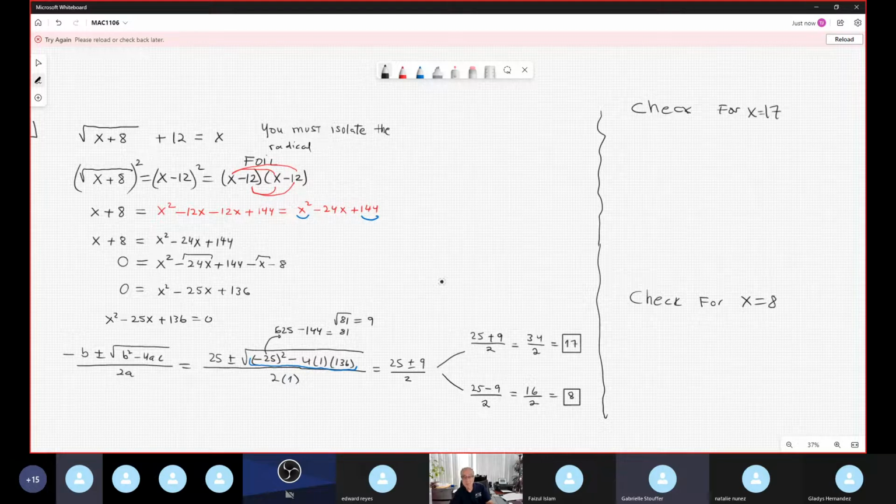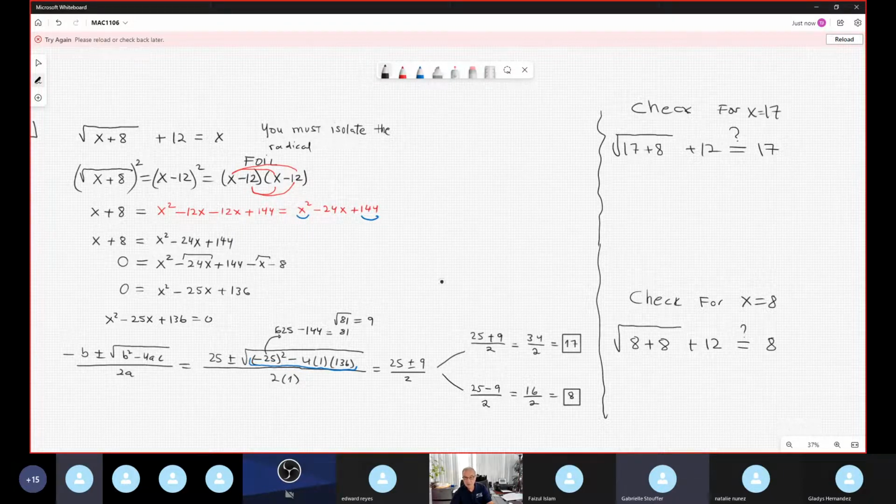And let's see what happened. I copied the original. Replace x with 17. 17 plus 8 plus 12 outside the radical should be equal to 17? I don't know if it's true or false.